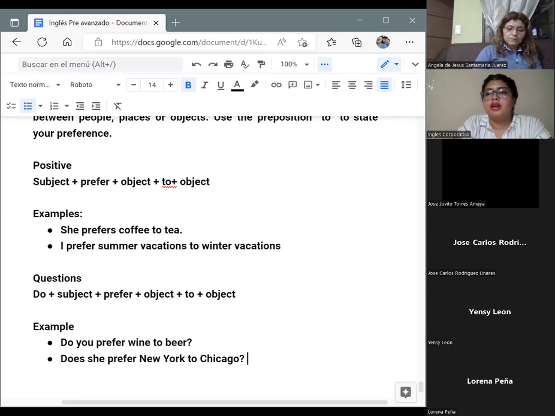So in that case, we have the uses of would prefer and would rather. And tomorrow we are going to check the exercises that we have for the platform. At the beginning of session number three, we are going to have the two exercises that we have there. So in that case, you are trying to choose between two things, but you can also use, do you prefer coffee to tea? In that case, it's correct.